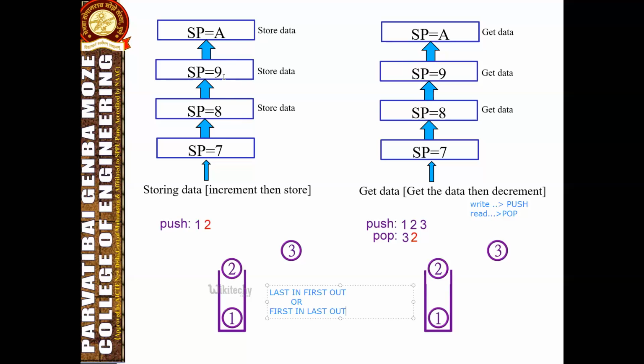First it will increment, then it will store the data. This is the process for storing the data. And the same for reading the data and getting the data from the stack. First we have to get the data, and then we will decrement. We get the data and decrement by one position, or one memory location. Then again we get the data and decrement by one position. This is the writing and reading, how to store the data and how to get the data.